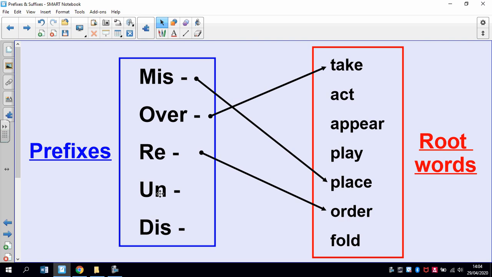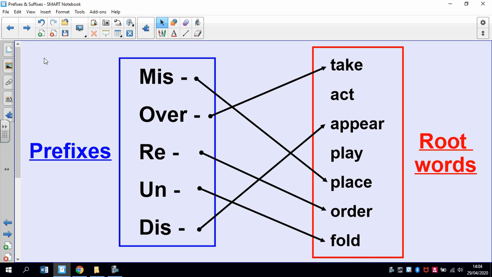How about un? Which root word would you put that in front of? I did fold, to unfold something. Obviously changes the meaning of the root word entirely, it's the opposite. And then finally, dis, quite a popular one I think, but which root word would you most likely put that in front of? I did disappear. Again, you see how that changes the meaning of the word completely, to the opposite in fact.